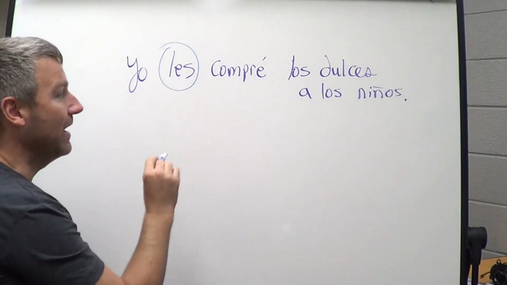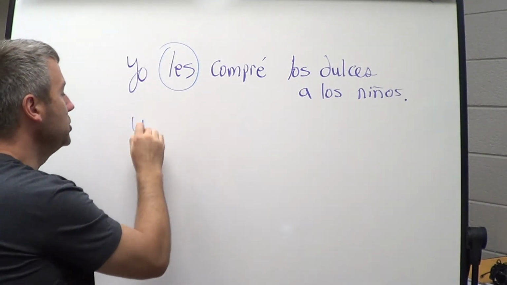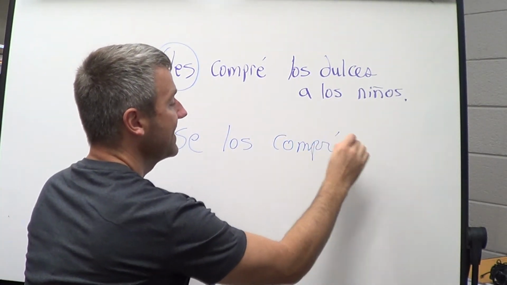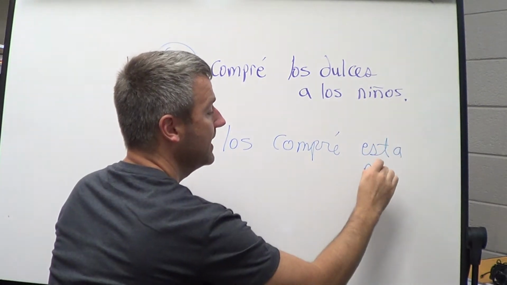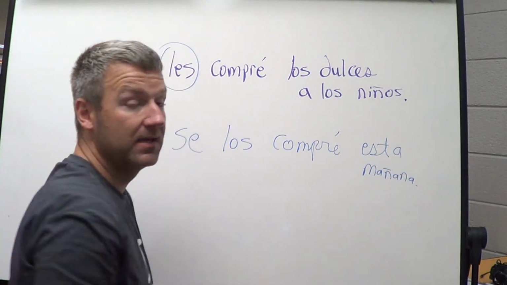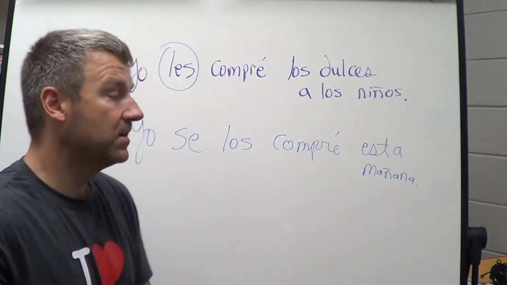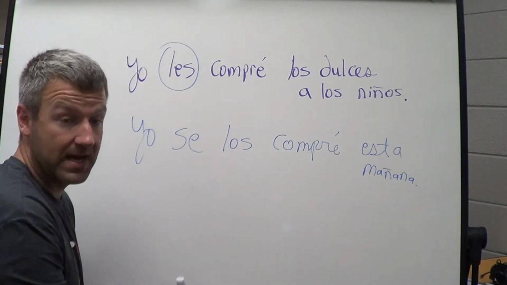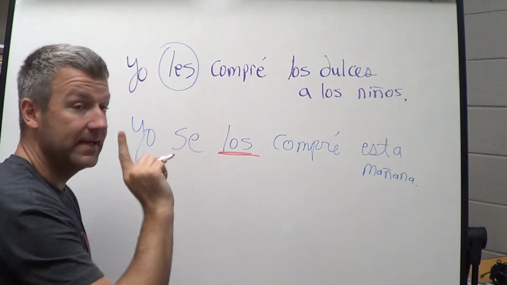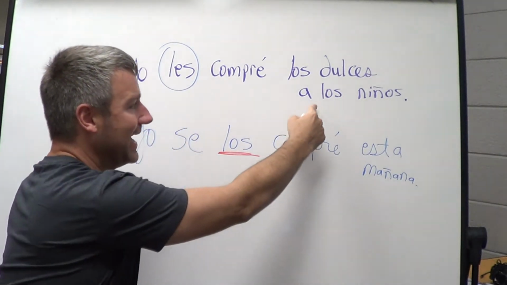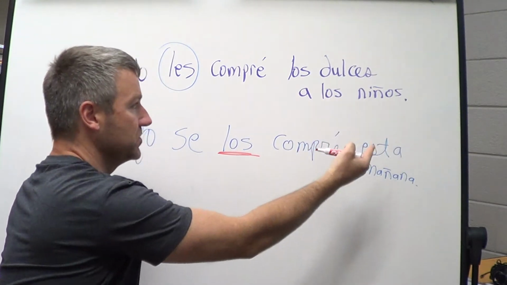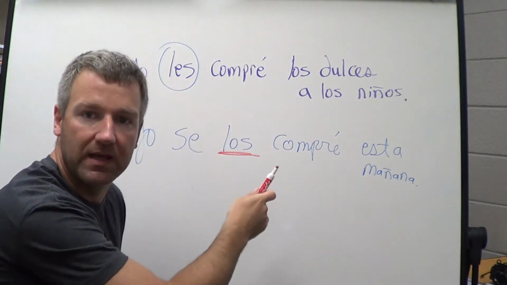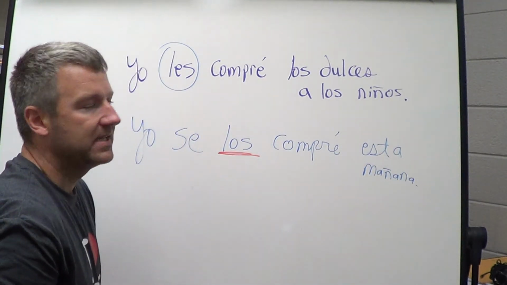Okay? So if I want to simplify this, I would say, yo se los compré esta mañana. Alright? And esta mañana means this morning. Even though something happened this morning, it's still past tense. Right? So, yo se los compré esta mañana. Now watch this so you don't get confused, okay? The los right here, be careful, does not refer to a los niños. I know that los is in front of niños. But I'm saying I bought them for them. I bought them for them. Or I bought it for them, how we would say it perhaps in English.